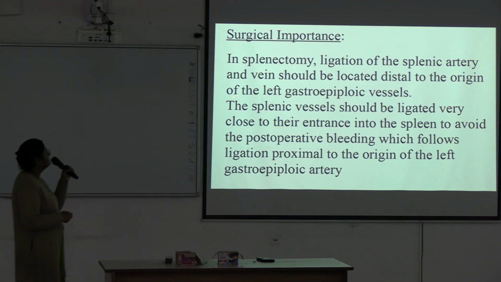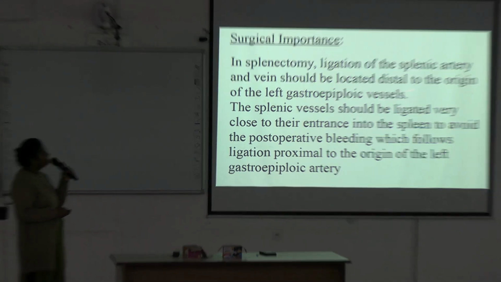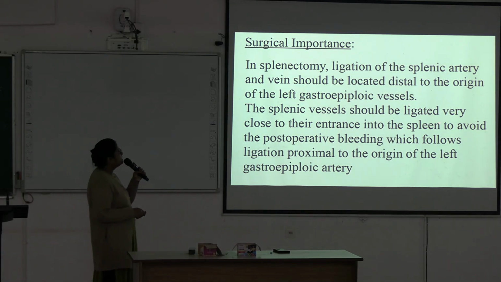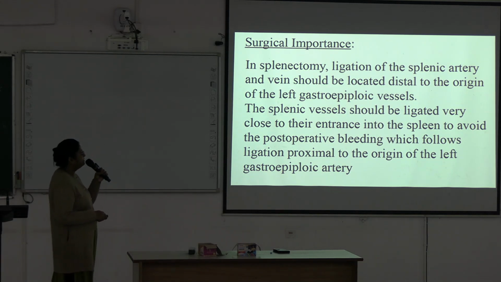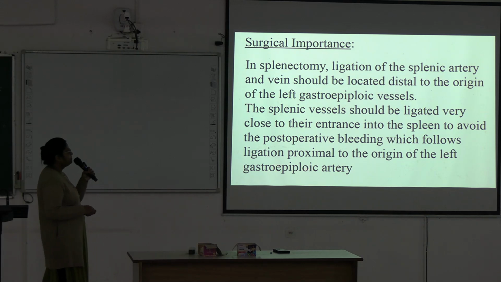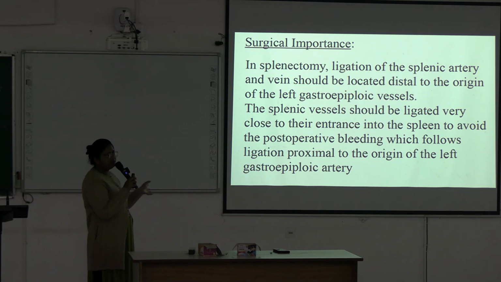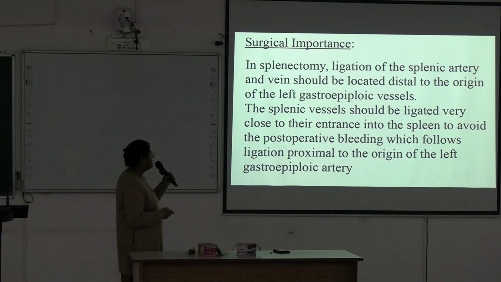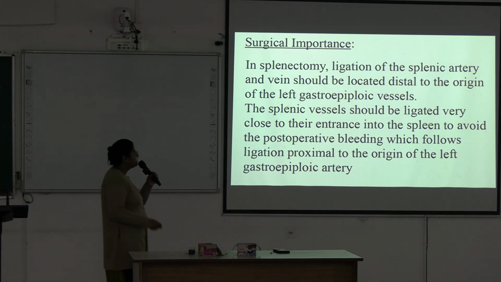What is the surgical importance? In splenectomy, ligation of the splenic artery and vein should be located distal to the origin of the left gastroepiploic vessels, and the splenic vessels should be ligated very close to their entrance into the spleen to avoid postoperative bleeding, which follows ligation proximal to the origin of the left gastroepiploic artery. There will be bleeding through this artery because blood is coming through the anastomosis along with the right gastroepiploic artery. So we have to ligate the artery distal to the origin of the left gastroepiploic artery.